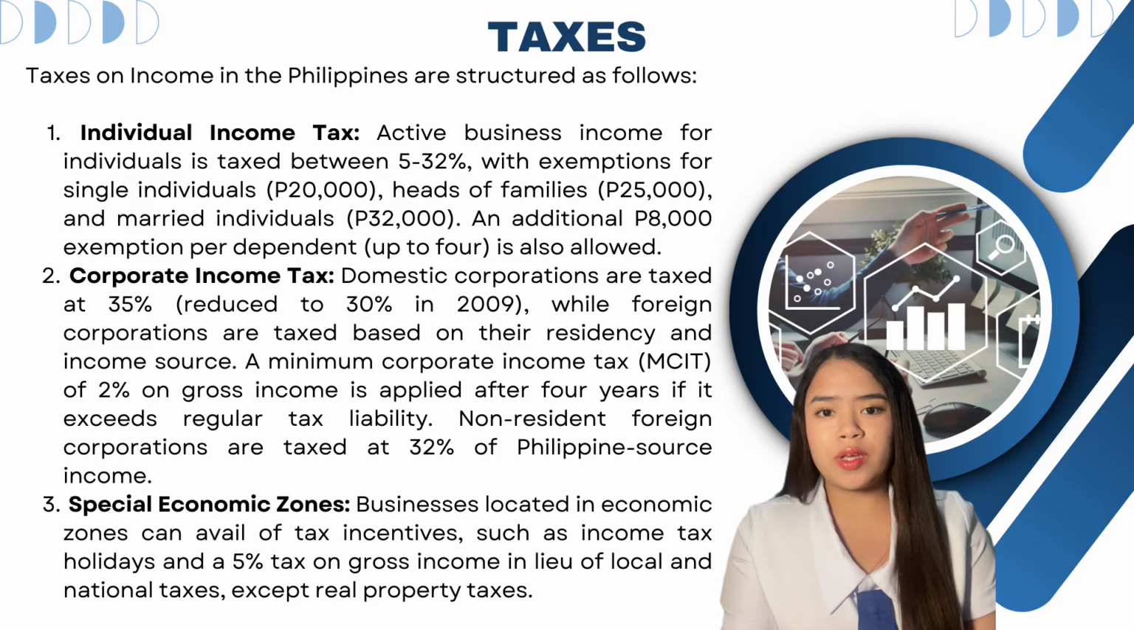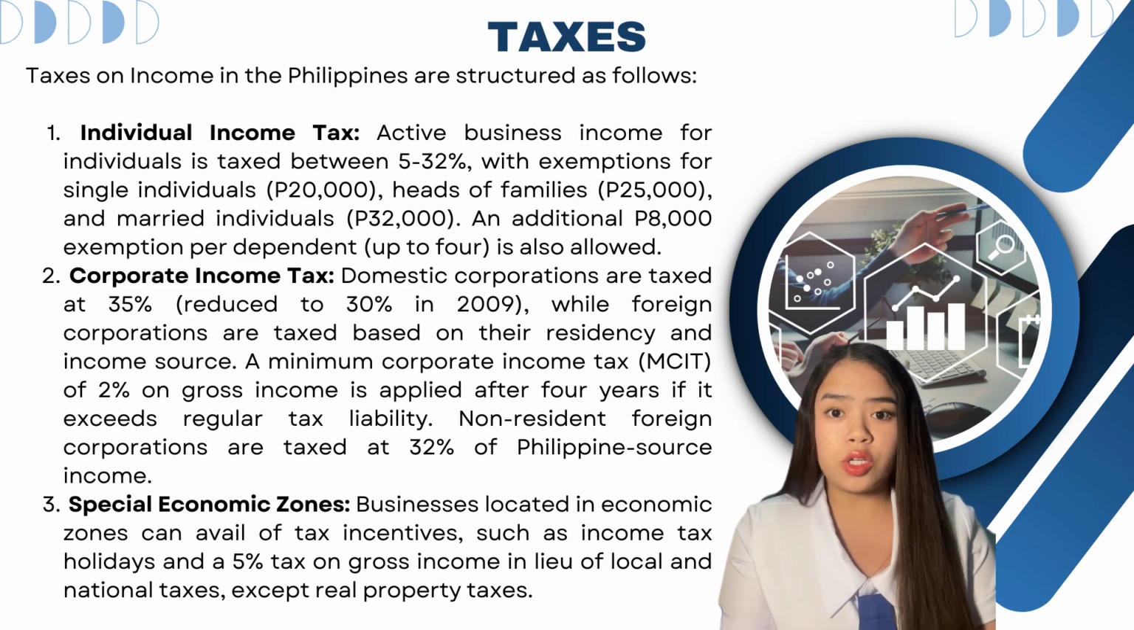Taxes on income in the Philippines are structured as follows. Individual income tax. Active business incomes for individuals is taxed between 5 to 32%, with exemptions for single individuals such as 20,000 pesos, heads of families 25,000 pesos, and married individuals, which is 32,000 pesos. An additional 8,000 pesos exemption per dependent up to 4 is also allowed.